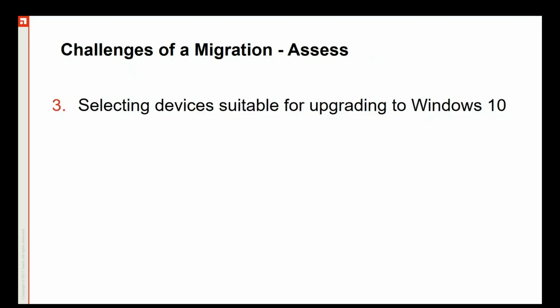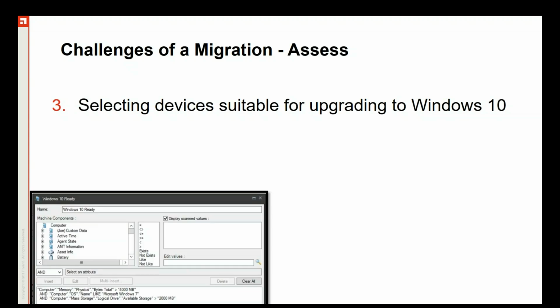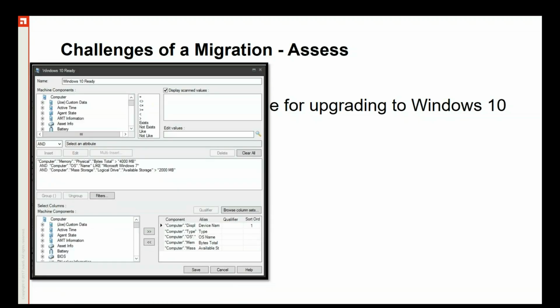Number 3, assess. So we want to determine which devices are going to be suitable for upgrading, because you're not just going to want to send out Windows 10 to all of these devices all at once, because that's going to provide an absolute nightmare again. So, for example, what we can do here is run a query, and we can say that if this device has more than 4 gigabytes of RAM, so looking in the middle of that box on the left-hand side, Windows 7 installed, or over 2 gigabytes of free hard drive space in this particular example, then we want to upgrade it.